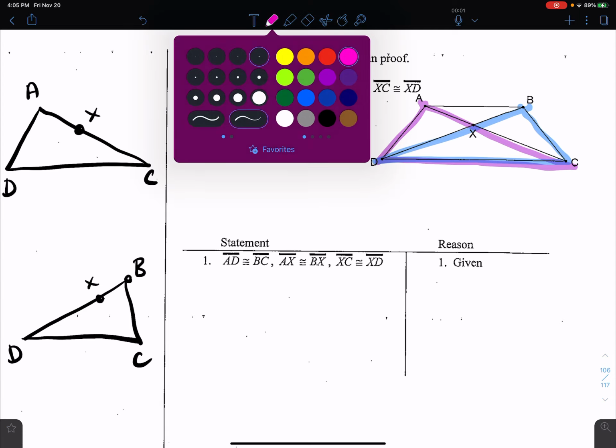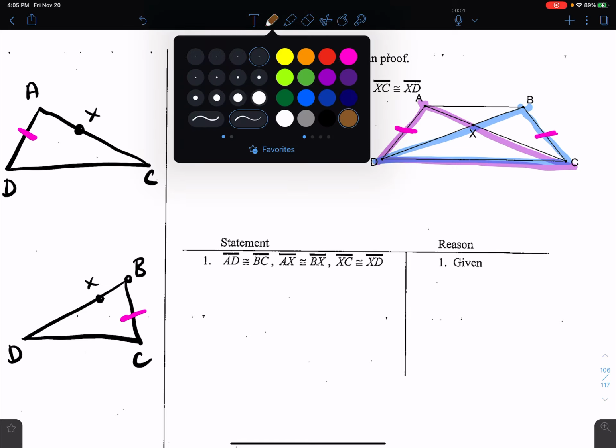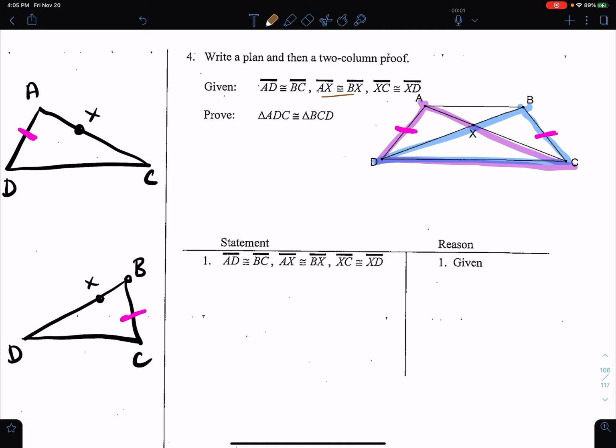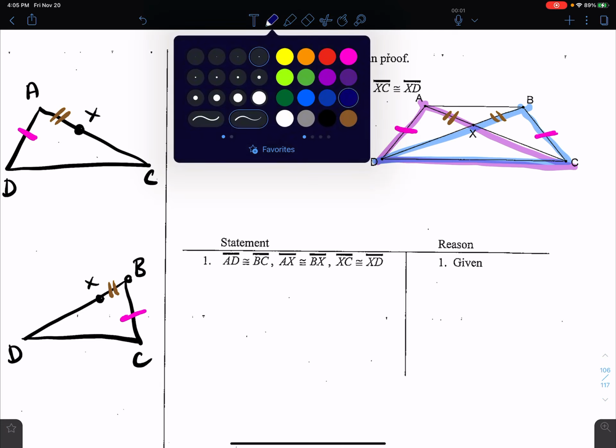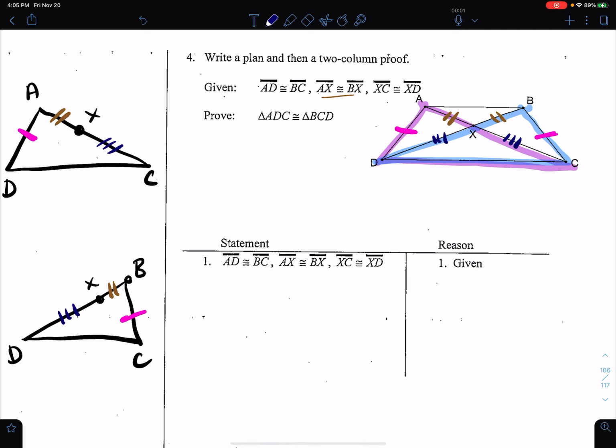So now we should label our givens. So AD, here's AD, is congruent to BC. So I want to label that in both of my images. AD is congruent to BC. The next piece of given information is AX is congruent to BX. So here's AX, and that's congruent to BX. In the other image, here's AX, and here's BX. And then the last thing that's given is XC is congruent to XD. So in this image, here's XC, and here's XD. In the separated image, XC and XD. So those are just labeling the givens.